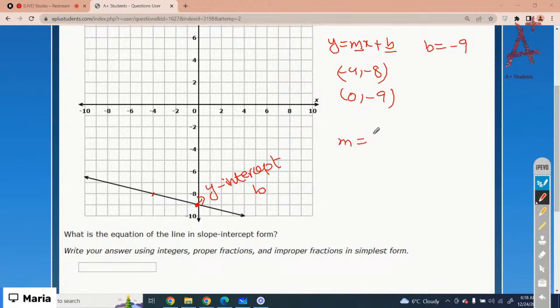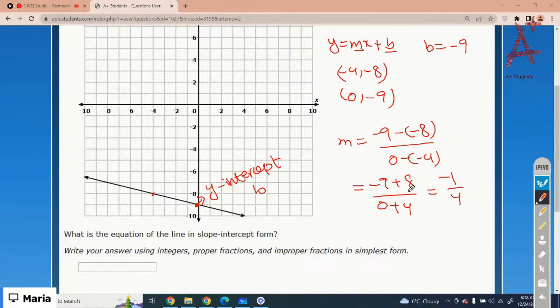Slope is y2 minus y1, which is -9 minus -8, over 0 minus -4. Got it? It would be -9 plus 8 over 0 plus 4. -9 plus 8 is -1, over 4. So we have the slope, that is -1 by 4. Just put the values in the equation. y equals m, -1 over 4x, and b is -9. So this is the equation you have to find. y equals -1 by 4x minus 9. Got it?